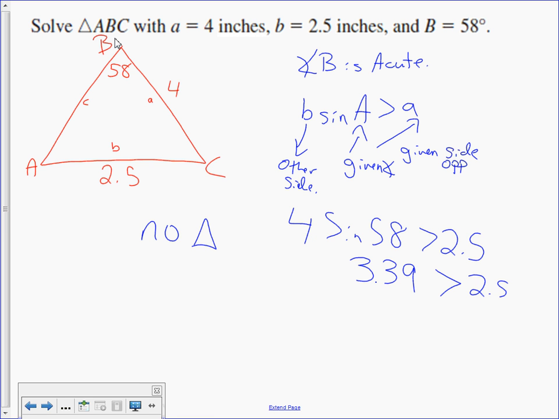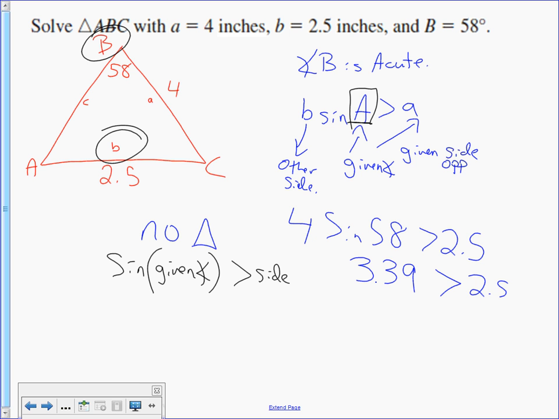Remember, this is just a generic form. Remember, this just means given angle and the side opposite it. All we're talking about here is that B is the given angle, little b is the side opposite. So this means, if you want to rewrite it this way, think of it this way for the acutes and stuff like that. This is the sine of given angle times the side greater than side opposite given angle.